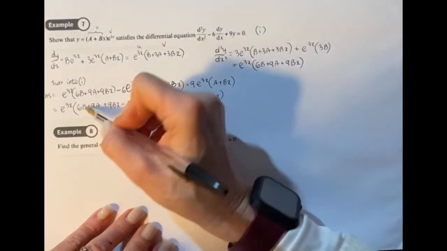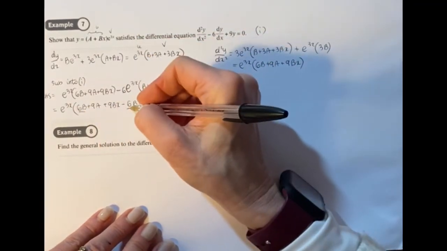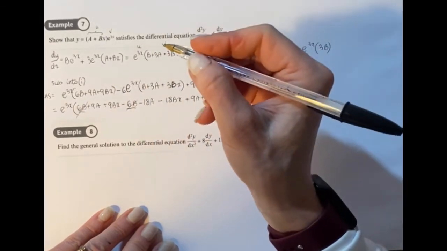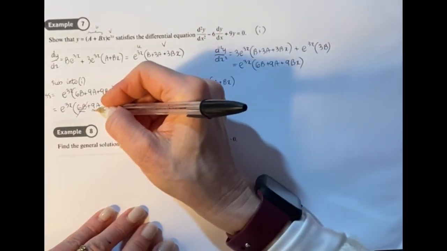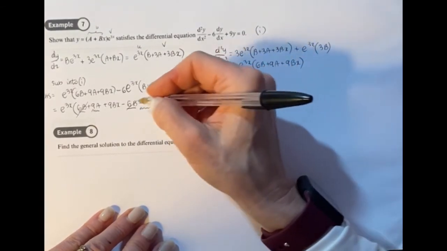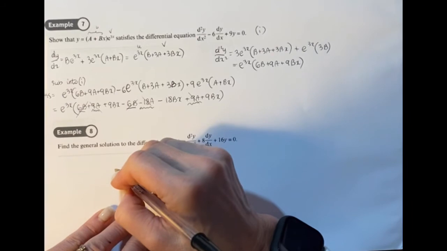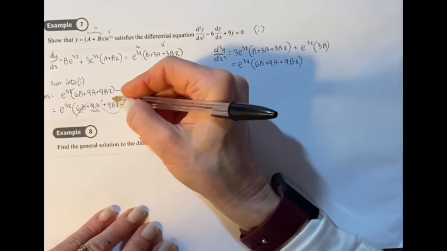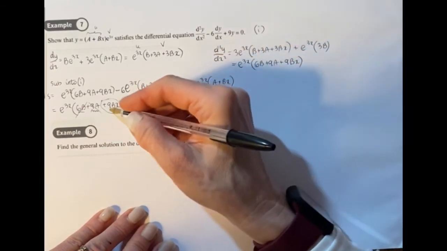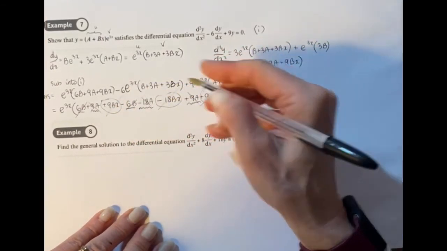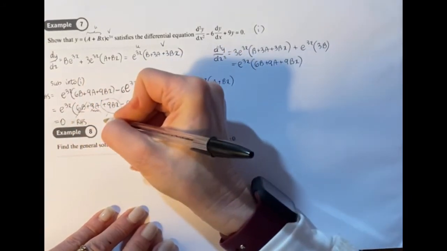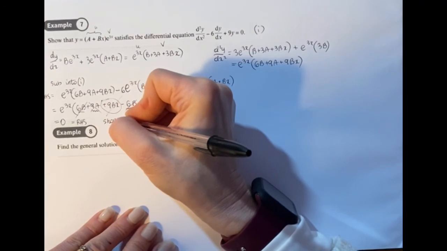Okay, so how many b's have we got? We've got 6b and minus 6b, so they cancel. I've got 9a minus 18a and plus 9a, they nicely cancel. And finally I've got 9bx plus 9bx minus 18bx, they cancel also. So you're left with 0, which is the right hand side, which is shown as required.